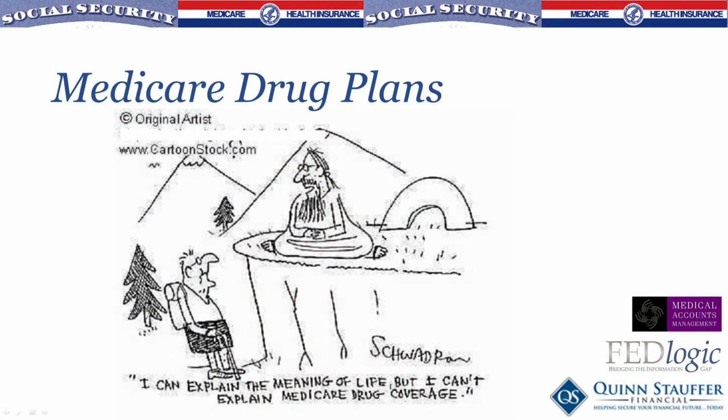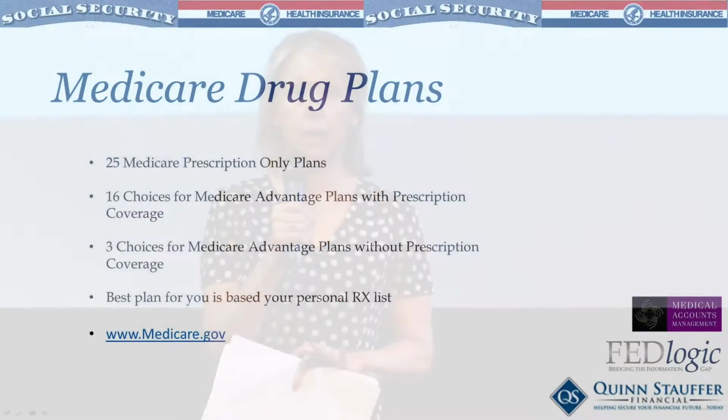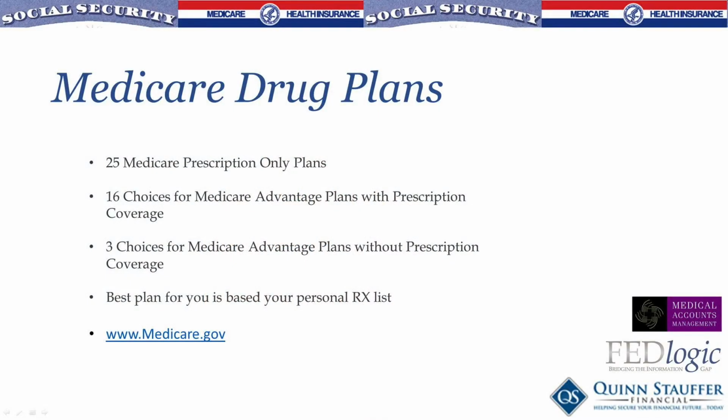Okay, so the drug plans. Part D. We have 25 different Medicare drug plans to choose from in our area. We also have 16 choices for Medicare Advantage plans that include prescription drug coverage, and then we have 3 choices for Medicare Advantage plans without prescription drug plans. So people always say, well, how do I ever figure out what's best for me? It is based on your personal prescription list.